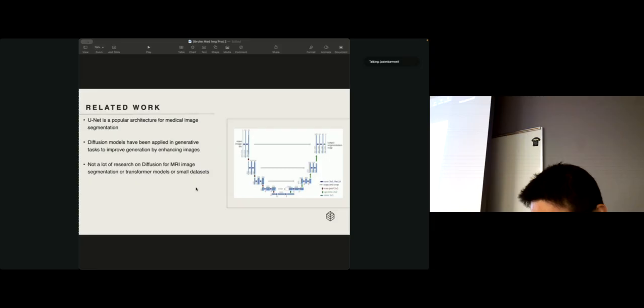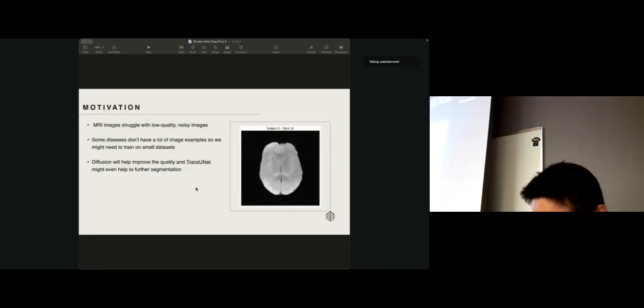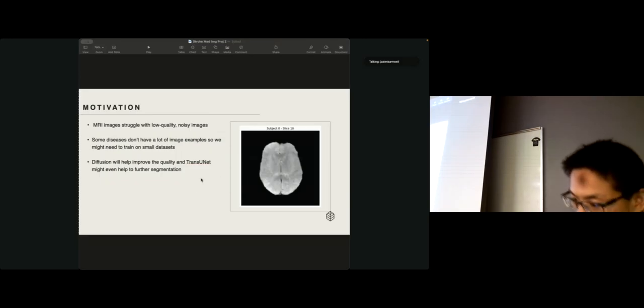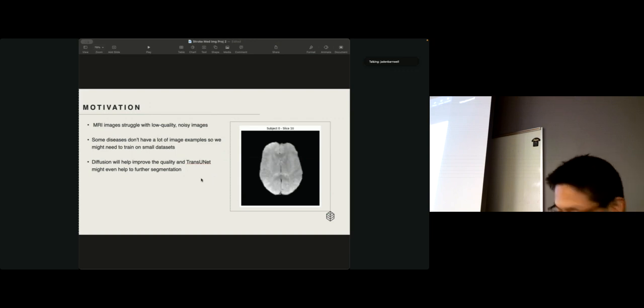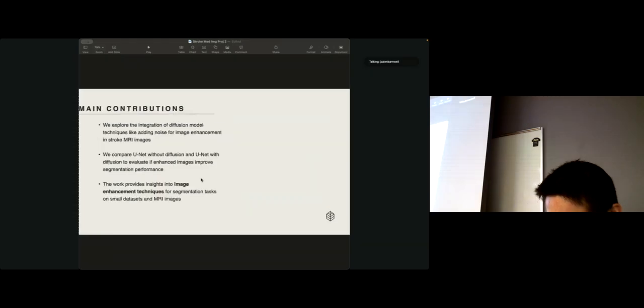the MRI stroke images. The motivation behind this is, as I said before, that there are low quality and noisy images, and some diseases don't have a lot of image examples, so the data sets are small, which diffusion will actually help with, and even a transformer, TransUNet, would help to further segmentation. As you can see, this is part of the data that I had, a 2D slice, and this is an example of how the image could be of lower quality.